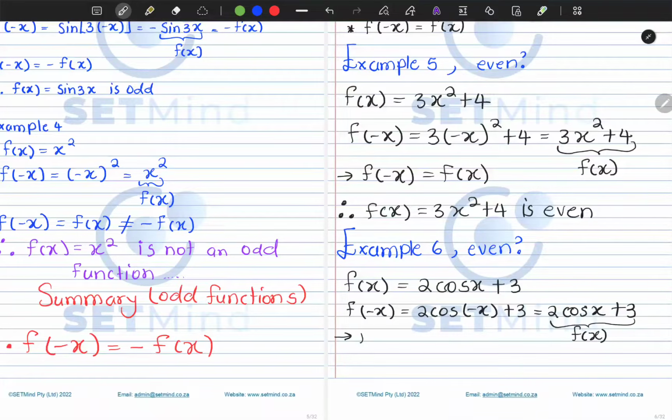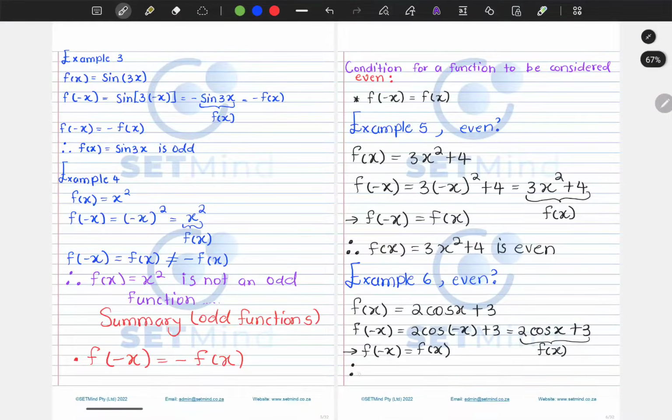So we can clearly see that f of negative x is the same as f of x. So we can safely conclude that our f of x equals 2 cos of x plus 3 is even.